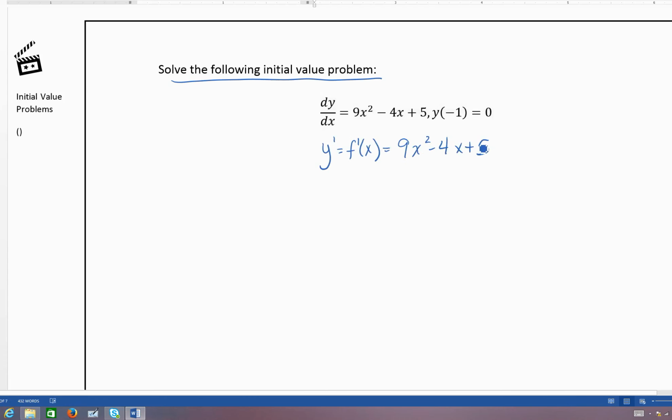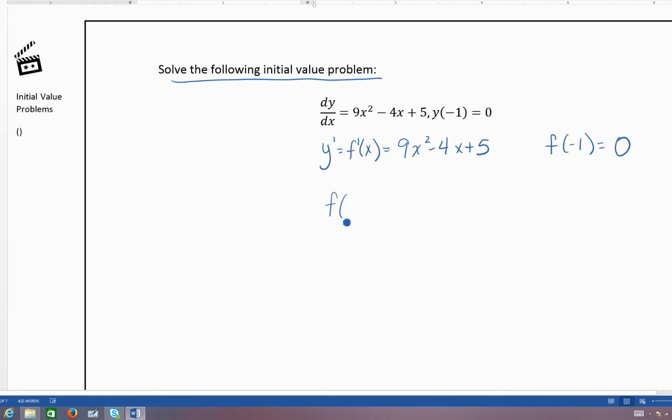And we also know that f of negative 1, if we plug negative 1 into the function that we're trying to find, we get out 0. So what we're going to do here is, this is the same as our little f that we've been talking about. We want to find our big F, which would just be, unfortunately the notation is really bad here, our little f, since we have f prime.